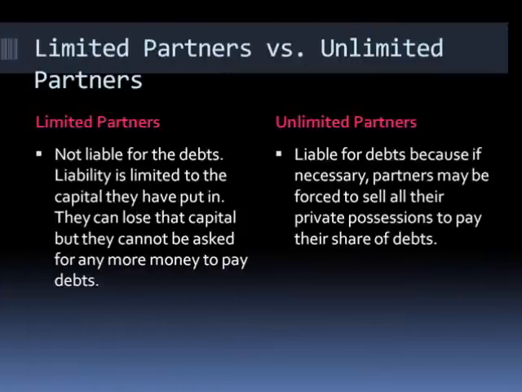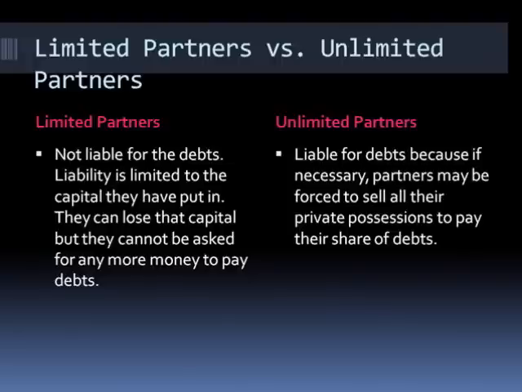Alright, we look at something called limited partners versus unlimited partners. What is the difference between limited partners and unlimited partners? On the screen you can see that limited partners are not liable for the debts. Liability is limited to the capital they have put in. They can lose that capital, but they cannot be asked for any more money to pay debts. Unlimited partners now are liable for debts because, if necessary, partners may be forced to sell all their private possessions to pay their share of debts.